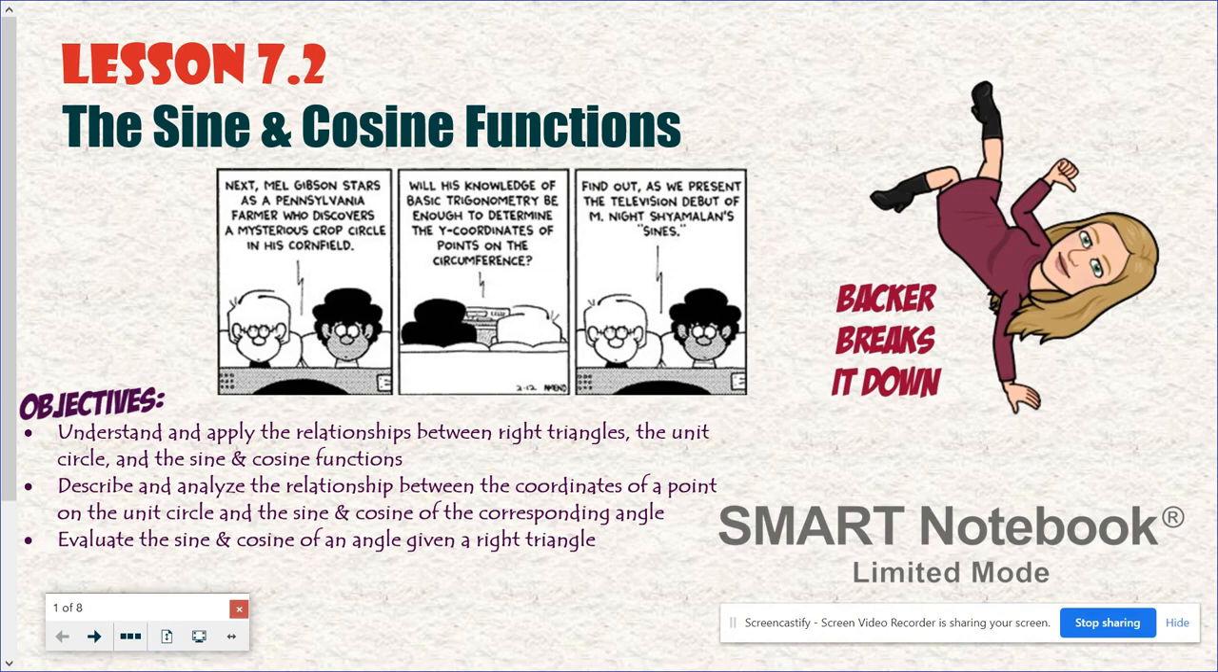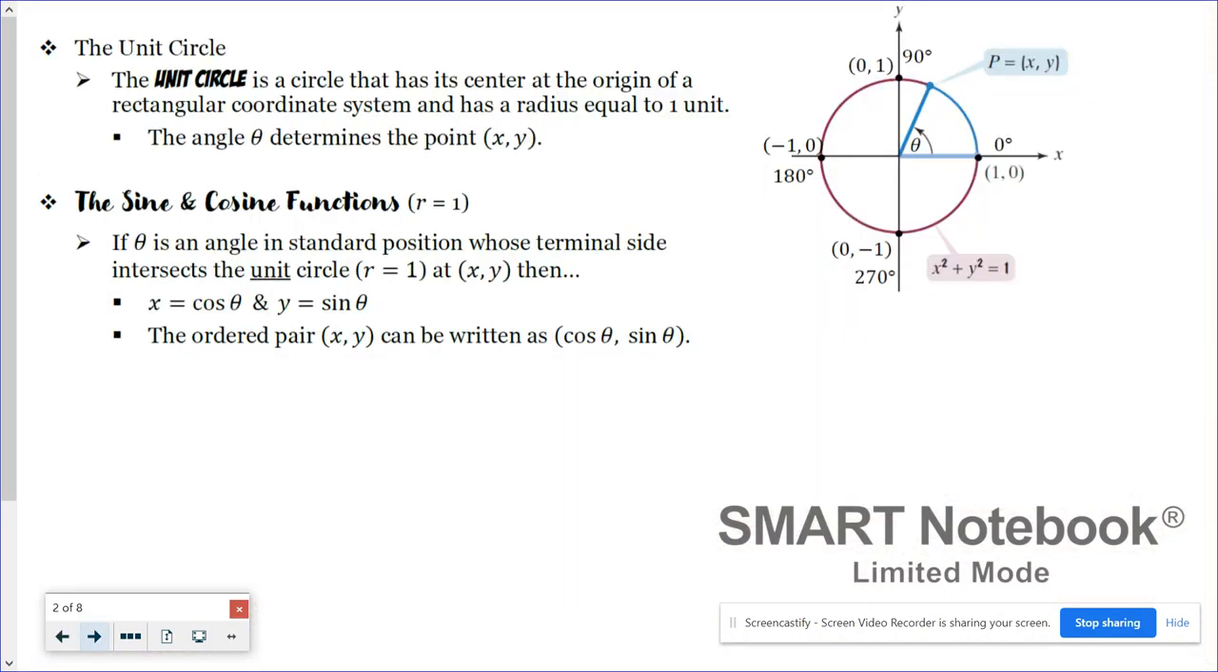All right, so we've got the unit circle. A unit circle is a circle that has a radius of 1 unit. Notice I've got the unit circle here, and the radius goes from the center to a point on the circle. That's a radius. As you go around the circle, the radius stays constant at 1 unit. The angle theta is determining a point on the circle given by x, y. So check it out.